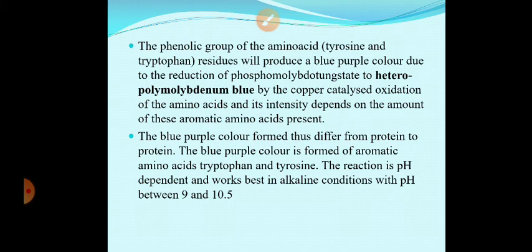The reaction is also pH dependent. So we have to take care to maintain alkaline conditions between pH 9 and 10.5. Then a stable blue color is formed, and the intensity of the color increases with the increase in concentration of protein. We measure the color intensity using a spectrophotometer or colorimeter, that is, how much light is absorbed by the colored product.